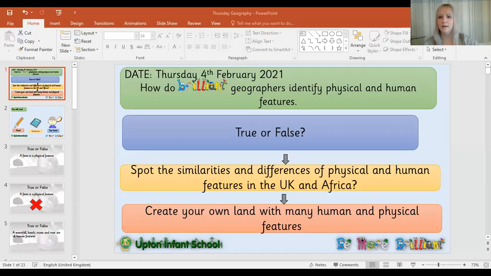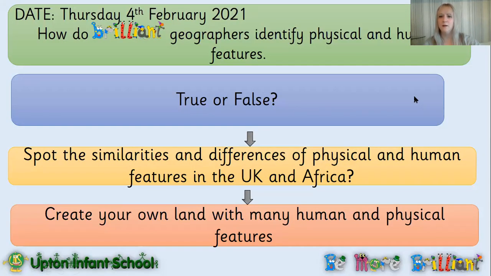I'm just going to share my screen with you so we can find out what we're going to be doing today. Now, so far this week we have been looking closely at Upton and all the human and physical features that we can find in Upton. So today we're going to go a little bit further afield and we're going to be looking at the continent of Africa and all the countries that are inside Africa. And we're going to compare their human and physical features to the UK's human and physical features.